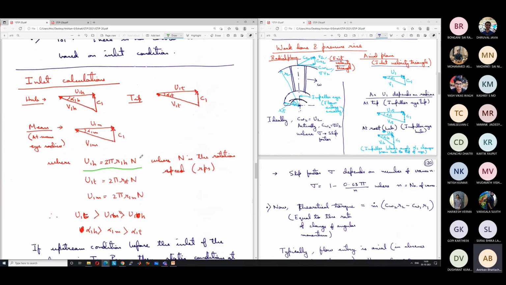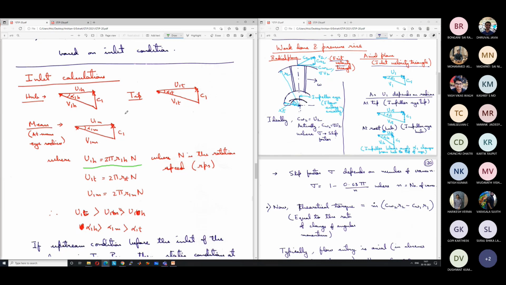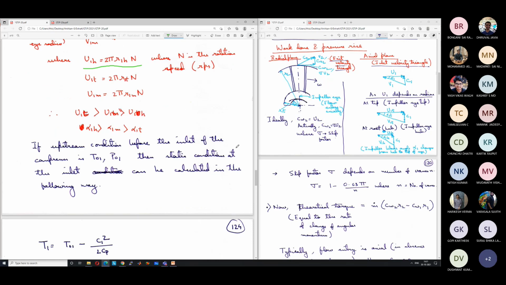One thing is that sometimes it is required to calculate the static temperature and pressure at the inlet. But we actually know the stagnation temperature and pressure at the inlet. Stagnation conditions are known from the upstream side. So to calculate the static temperature and pressure, we have to find it based on the inlet velocity and the stagnation temperature. If upstream conditions before the compressor inlet are T01 and P01, the static conditions at the inlet can be calculated like this.